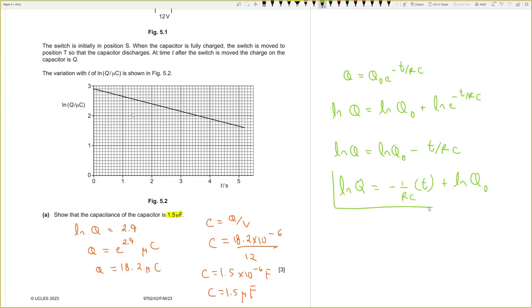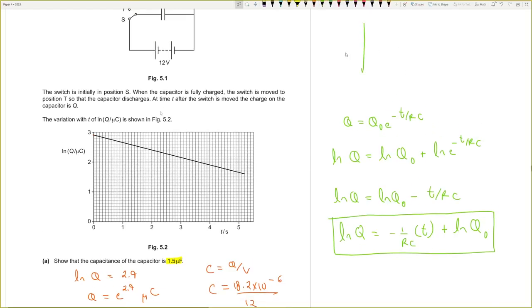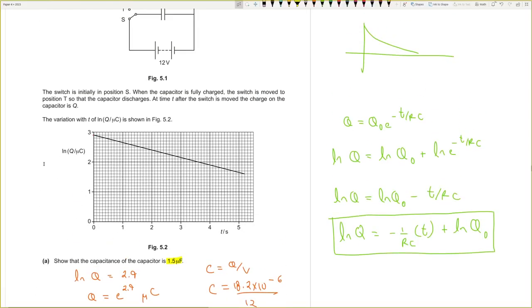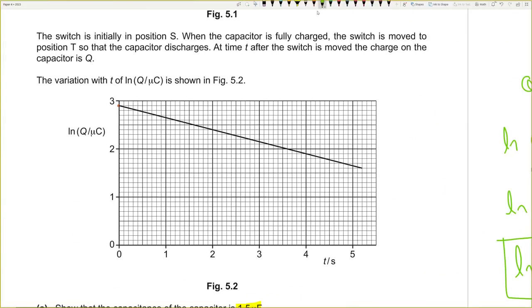This is your expression. This is the graph if you have a linear relationship, okay? And if you had a nonlinear relationship, it would simply be like this. So the gradient of this graph happens to be minus 1 by RC. So let's find out the gradient of the graph. You can take 2 points at random. One of them being 0, 2.9. The other, you can take this point, I'm assuming, so this is 5.4, 1.6.